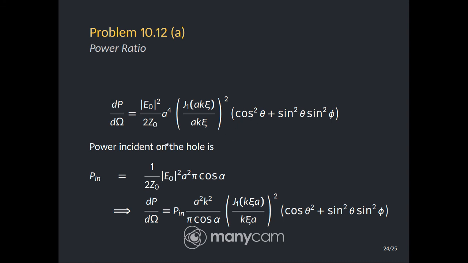The power incident on the hole is just the constant electric field E0 squared times the area of the hole times the incident angle cosine alpha, which is just a projection. So our power per solid angle can be written in this form: P in times some constant times this J1 divided by k sine alpha times the angular dependence, and this J1 term is the diffraction pattern in this problem.